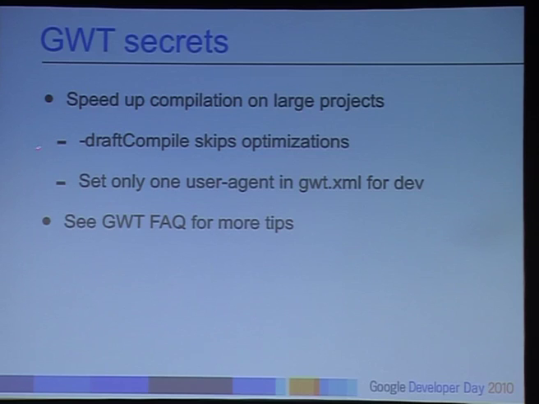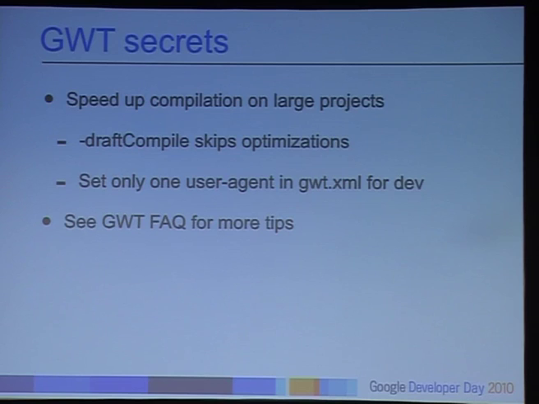So what we can do is use the dash draft compile option, and that will skip some of the optimizations that take time. And you wouldn't want to do this before going to final production because you want those optimizations there. But if you're just in development mode, do a draft compile, and that'll go, in some cases, like 10 times faster. As your project gets larger, you'll appreciate that. There's also a way to set a property in your gwt.xml that will specify only one browser instead of the six. And so then it just creates the one browser permutation, and that'll save you a lot of time as well.